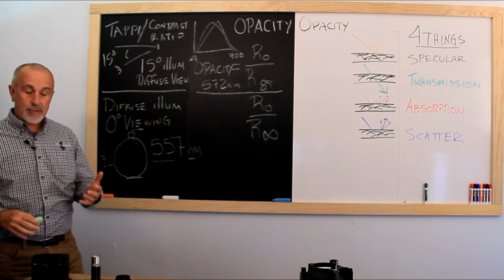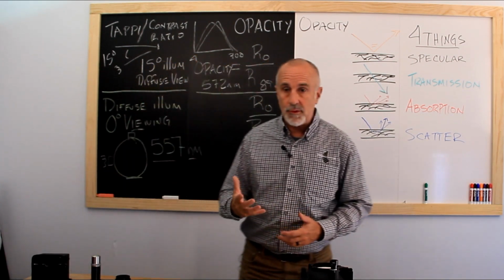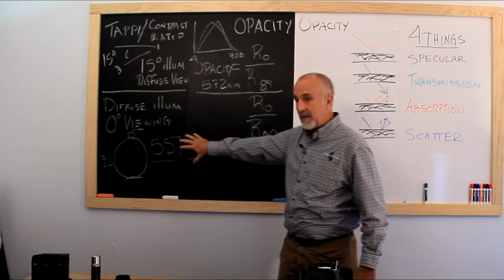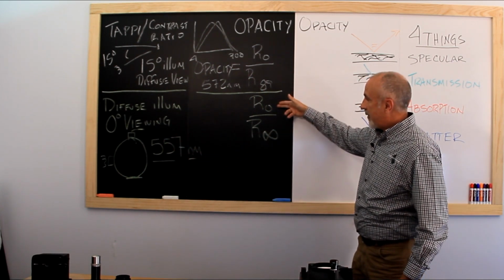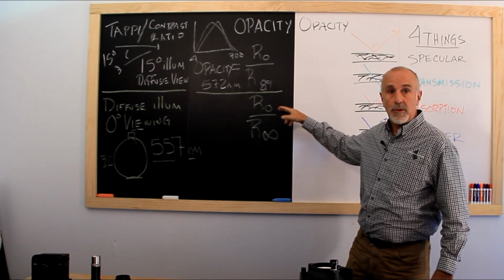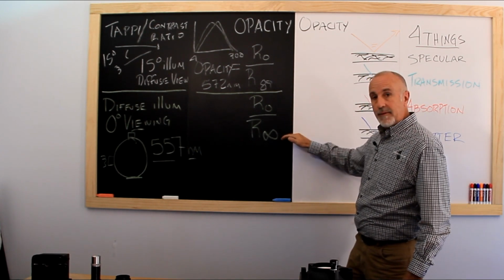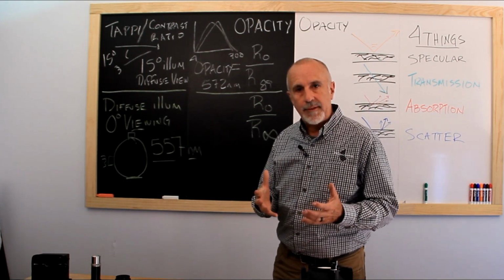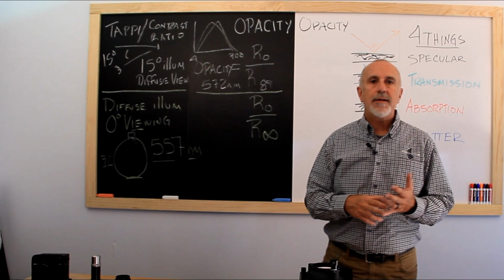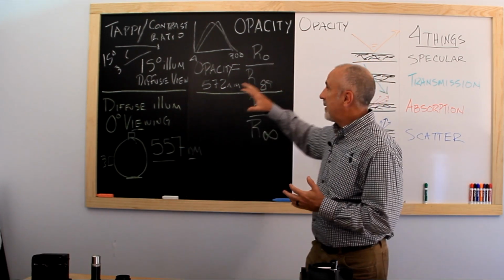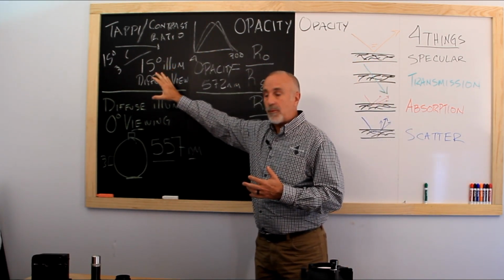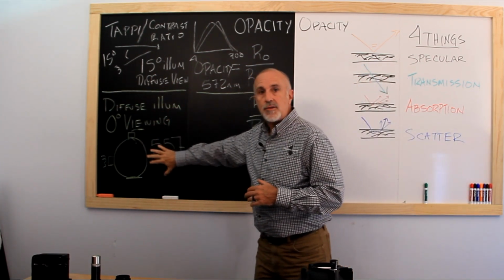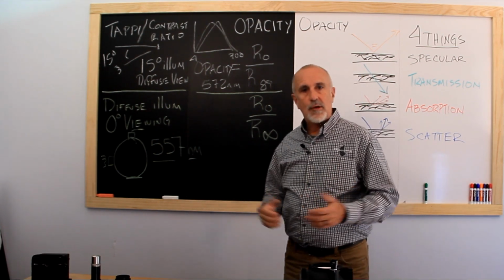Okay, so we have a geometry, which is diffuse illumination, 0 degree viewing. We have a spectral region, which is here at 557 nanometers. We've defined the calculation that we use for opacity, which is R0 divided by R infinity. Okay, and so that makes up ISO opacity. So if you've watched the TAPI method, you know that this defines what we do in the TAPI world. Now we look at this and I say, okay, this is the ISO world. And the two can be quite different from one another.